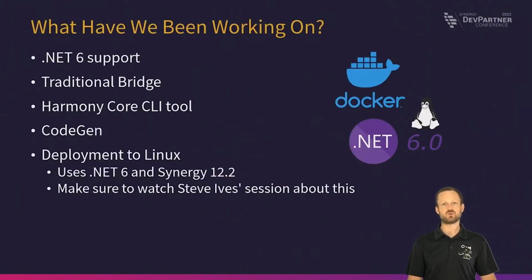All right, so what have we been focused on since the last conference? A couple of main areas here. .NET 6 was the big one. We've also done some enhancements in Traditional Bridge. We've been extending our capabilities in the Harmony Core CLI tool. CodeGen's picked up a lot of new tags to support Harmony Core use cases, and we're now supporting deployment of Harmony Core services directly on Linux. If you're interested in that last bit of topic, please attend the Steve Ives session on this topic.